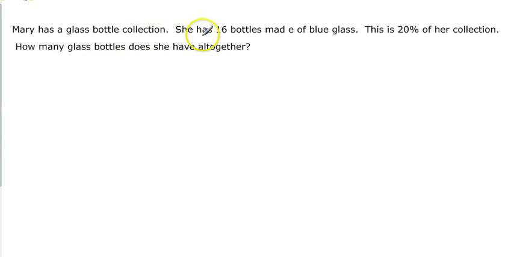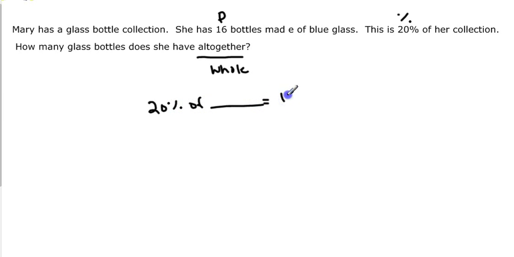Mary has a glass bottle collection. She has 16 bottles made of blue glass. This is 20% of her collection. How many glass bottles does she have altogether? So I know she has 16 bottles that are made of blue glass, and that's 20% of them, and this word altogether indicates that this is the whole amount. So 16 would be our part and 20% would be our percentage. So when I write this, we'd have 20% of a certain amount has to equal 16 because we're missing the whole piece. So I'm going to go ahead and use my tape diagram to solve this, and I'm going to show you how it would work.